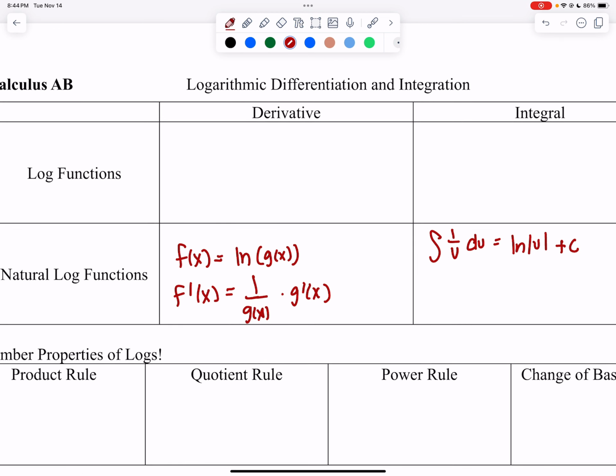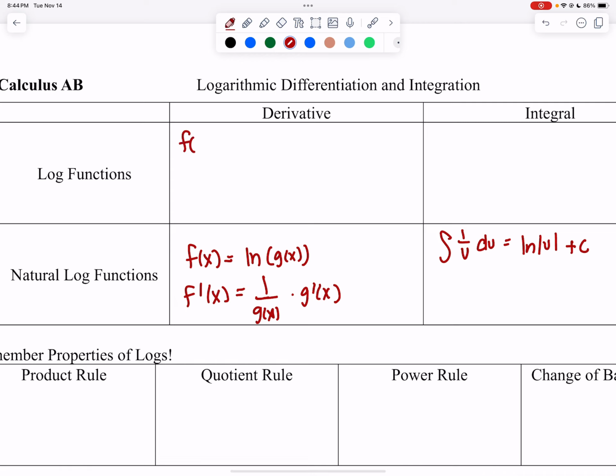Now, your new thing, though, is going to be your log function. Your derivative here, if you have log base a of x, f prime of x is going to be 1 over x times ln of a.